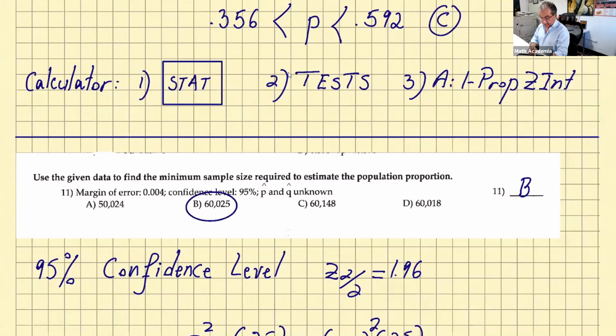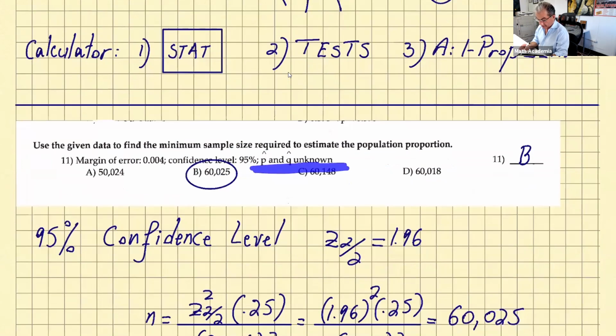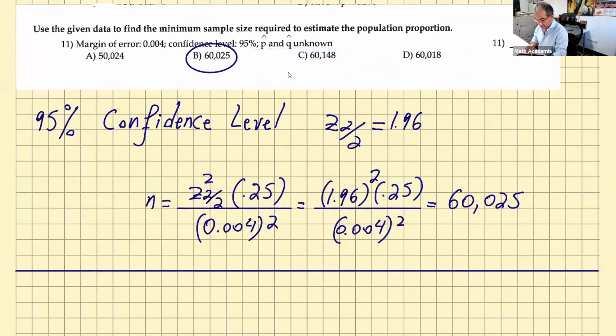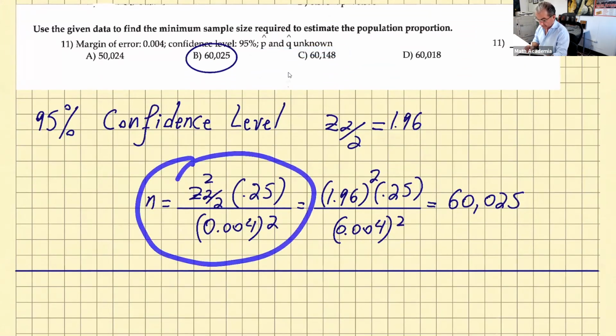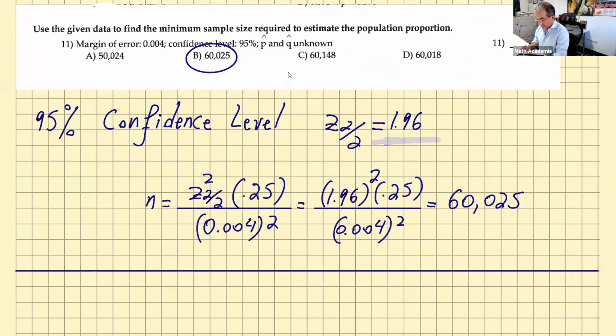Number 11, use the given data to find the minimum sample size required to estimate the population proportion. Be careful here. The error is 0.004, confidence level 95%. These are unknown. So when p hat and q hat are unknown, you have this formula: z sub alpha over 2 squared times 0.25 divided by E squared.